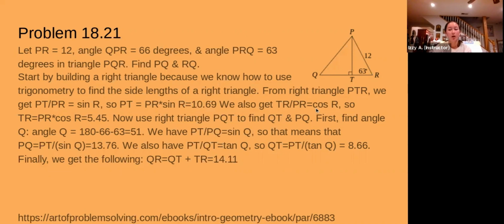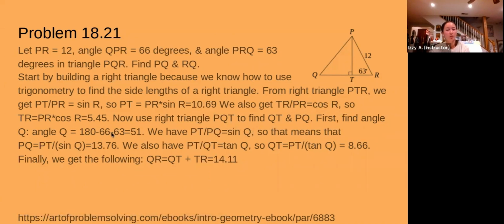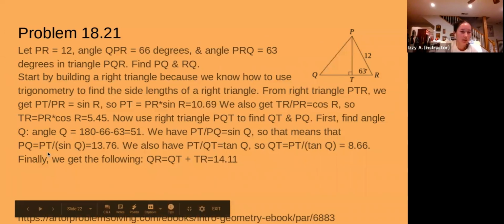We also get cosine of R is equal to TR divided by PR, adjacent over hypotenuse. So TR is going to be equal to PR times cosine of R, which is 5.45. And now we're going to use a right triangle PQT to find QT and PQ. First, we're going to find angle Q, and that's going to be equal to 180 minus 66 minus 63, which is equal to 51. We have PT over PQ equals sine Q. So that's going to mean that PQ is equal to PT over sine of Q to get 13.6.